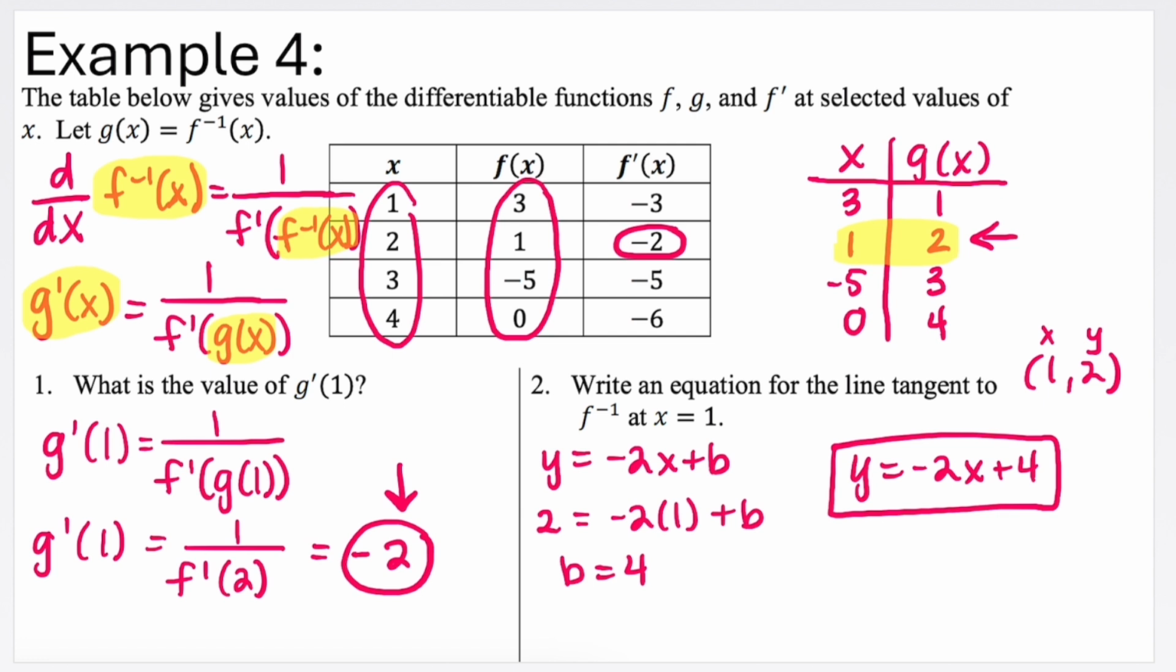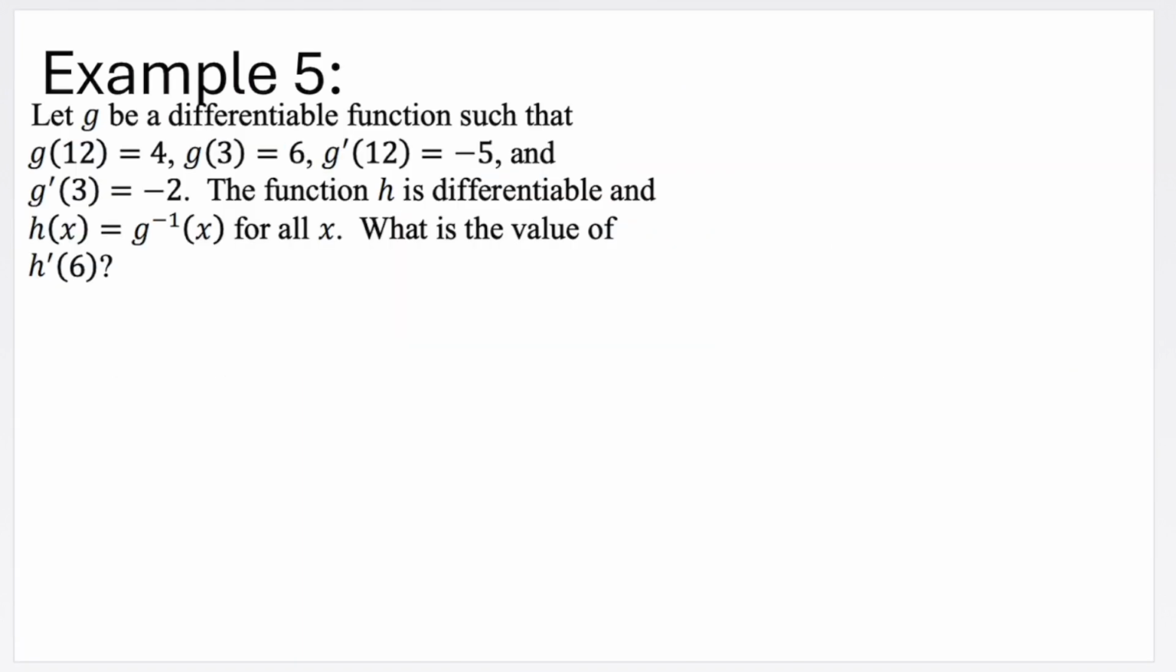All right, so now we're going to do another problem where it gives us a lot of information, and then we're asked to find the derivative of this h function at 6. So let's see what the relationship between g and h is. It says let g be a differentiable function such that g of 12 equals 4, g of 3 equals 6, g prime of 12 equals negative 5, g prime of 3 equals negative 2. The function h is differentiable, and h is equal to the inverse of g for all x. What is the value of h prime of 6?